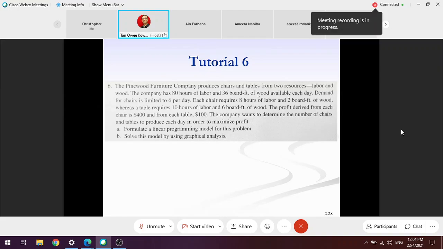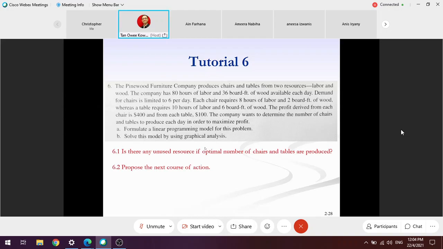So okay, good morning everyone. We're going to talk about the tutorial solutions for chapter 5. Chapter 5 has three parts: part 1, part 2, and part 3. We start with the tutorial solution for part 1. Part 1 is dealing with slack and subplus. So this is the first tutorial for chapter 5, part 1.